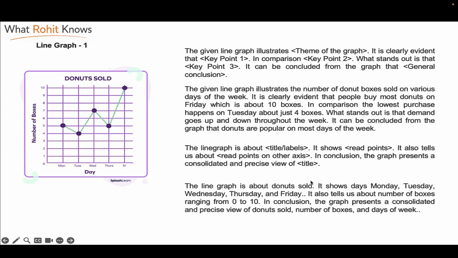Example: the line graph is about donuts sold. Now, first I'll read this. It shows days, Monday, Tuesday, Wednesday, Thursday, and Friday. It also tells us about number of boxes ranging from 0 to 10. In conclusion, the graph presents a consolidated and precise view of donuts sold, number of boxes, and days of week. We just read in the conclusion also basically the title and the labels that are there.